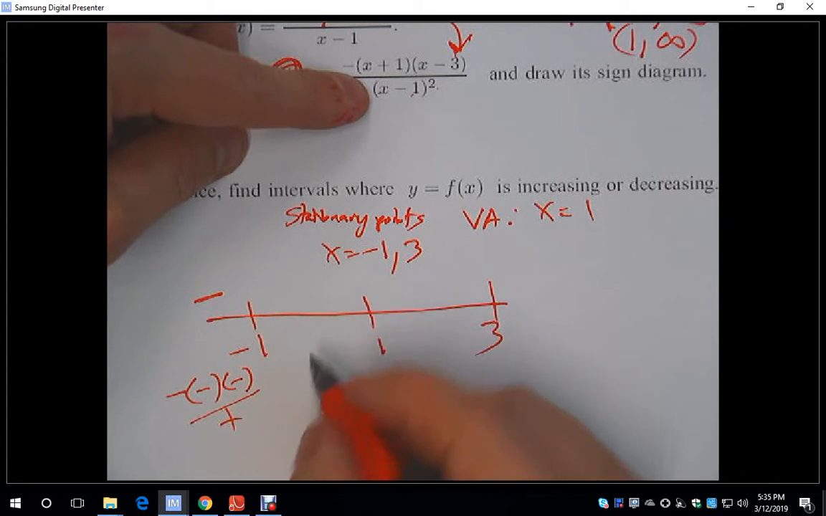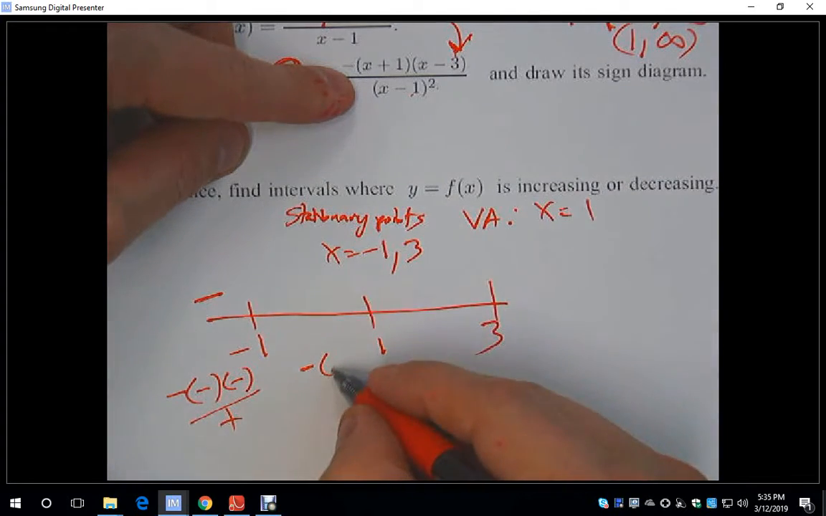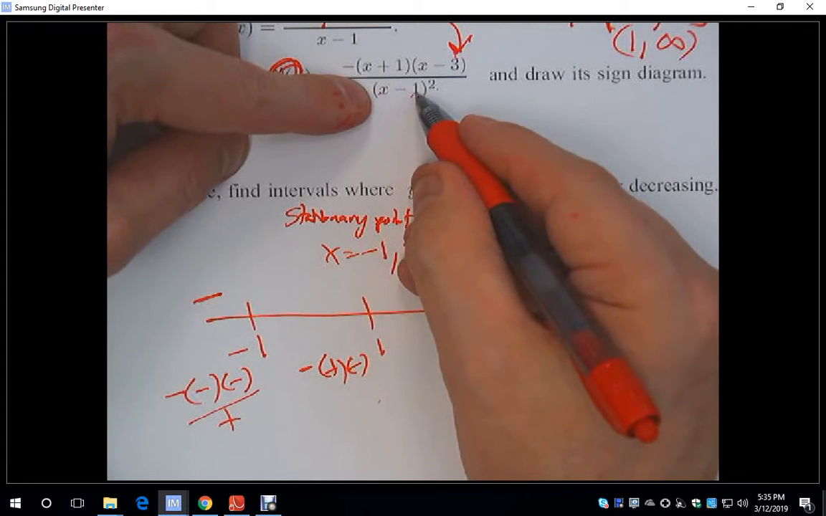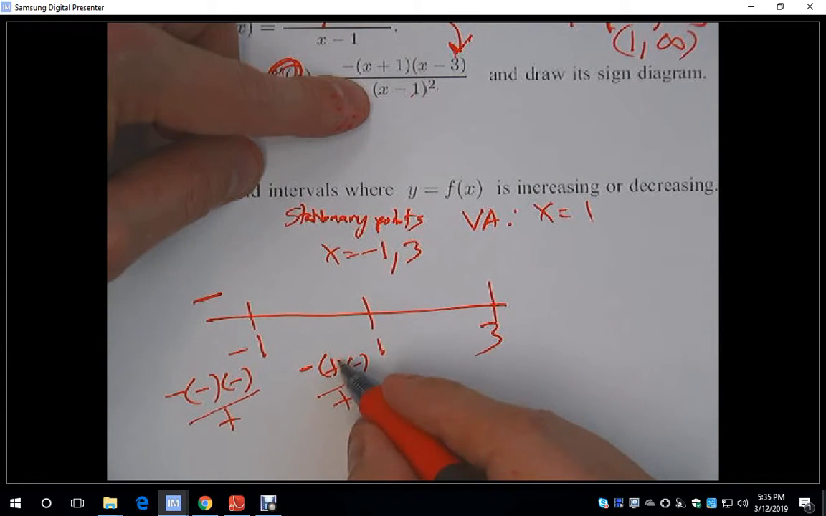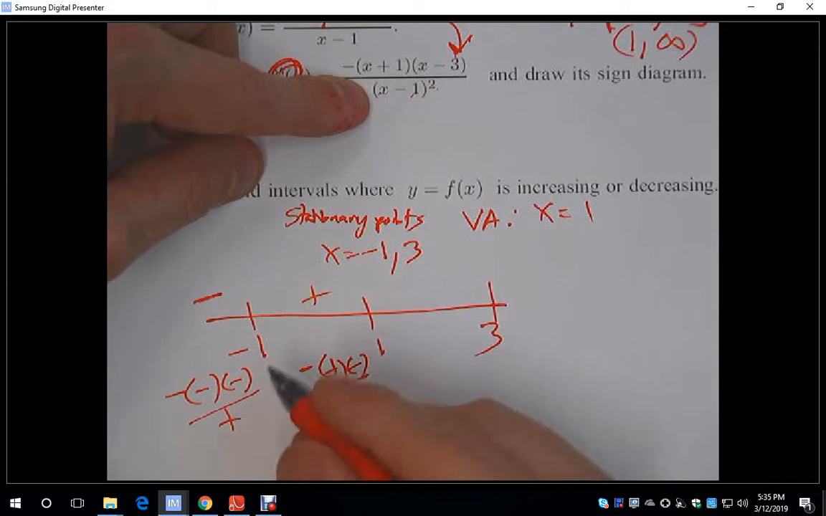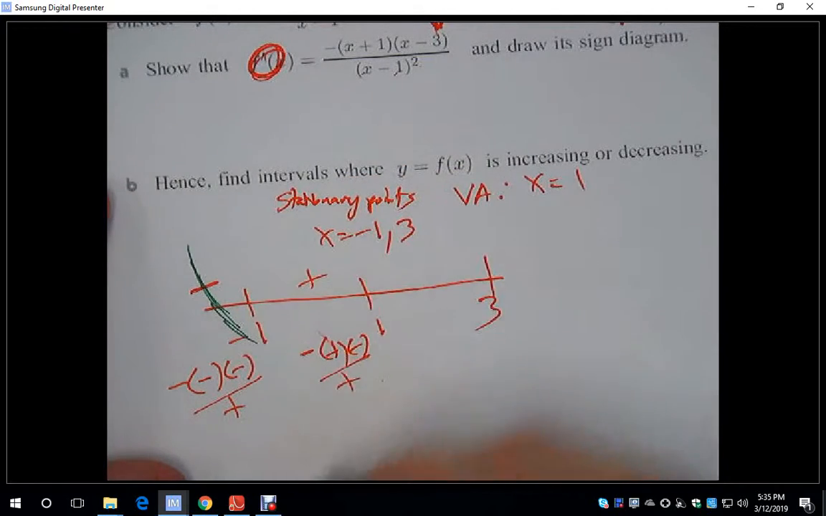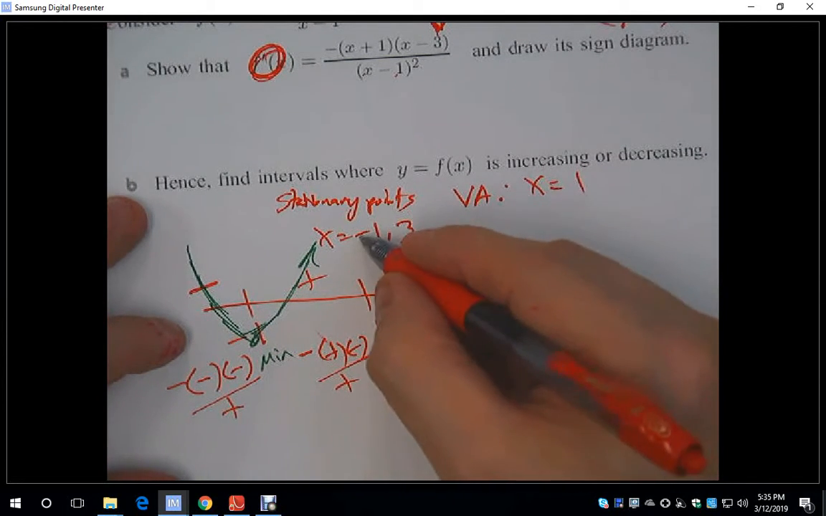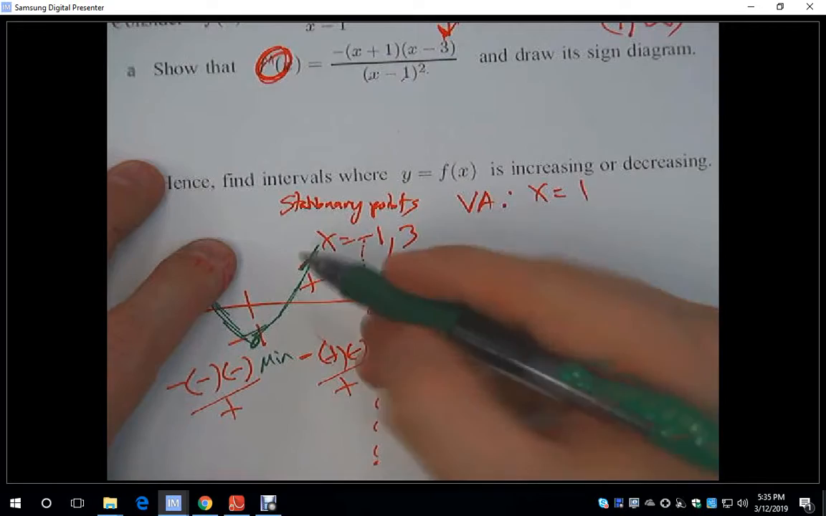On this side over here, we're going to take some number. How about 0? I'm going to plug in 0, so I have this negative. 0 plus 1 is positive. 0 minus 3, that's negative. And then 0 minus 1 gives me -1, and squared, that's positive. So I have a negative times a positive times a negative, that's a positive, divided by a positive, that is a positive. So the graph is negative to this point, and then becomes positive. So this is a local minimum, and it looks like this is an asymptote here, so we just keep on going up and converging on that asymptote.